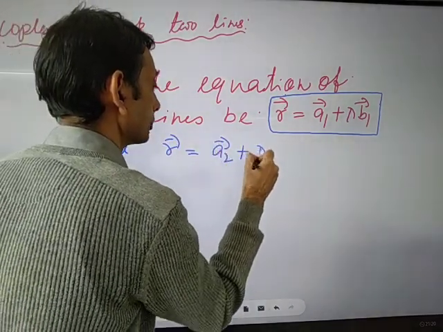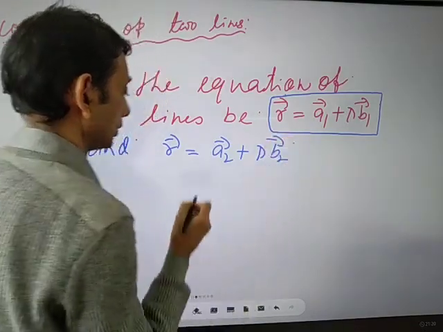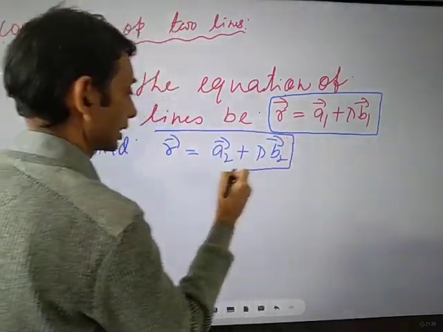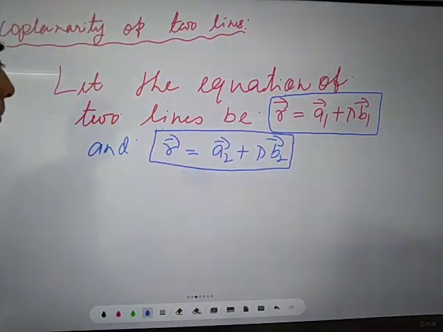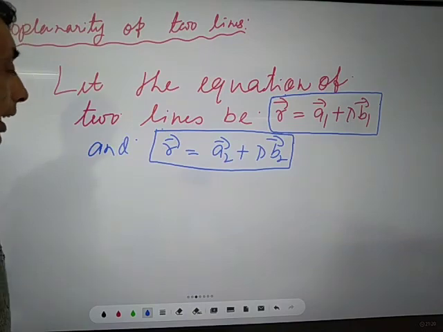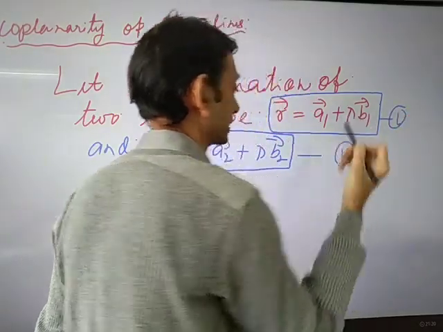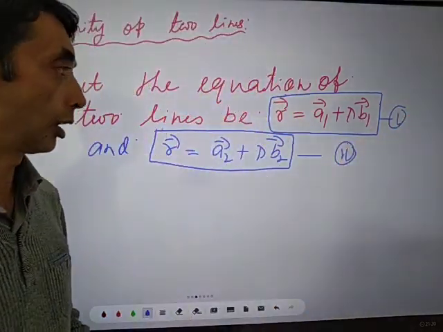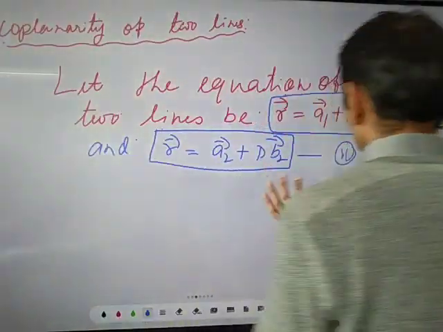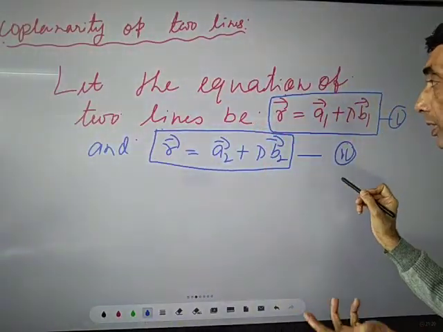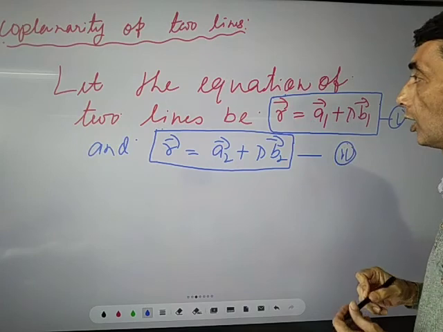r equal to a2 plus lambda b2. Yes, these are the two. Let the equation of two lines be this and this respectively. That means this is the equation of the first line, and this is the equation of the second line. Now we have derived these equations in the previous video. Let us again just revise this concept.